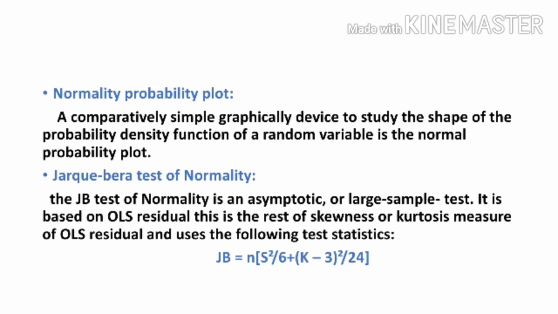Jarque-Bera test of normality. The JB test of normality is an asymptotic, large-sample test. You see this formula. Overall residual uses the test.